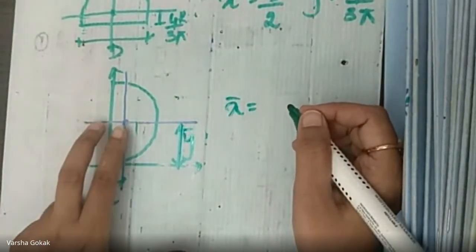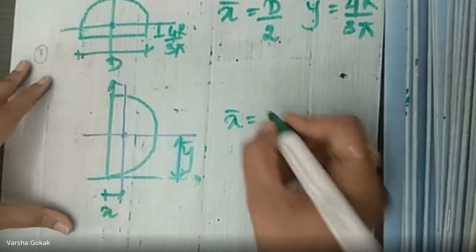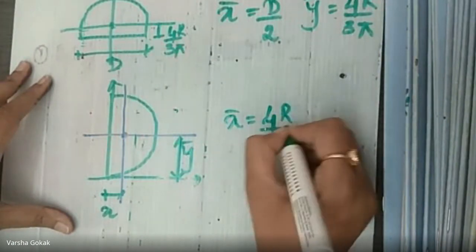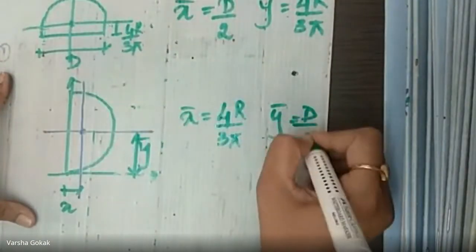How much is this? 4r by 3 pi. Here it was y, here it became x because I tilted the figure. So x bar becomes 4r by 3 pi. And what happens to y bar? D by 2. Y bar becomes d by 2.